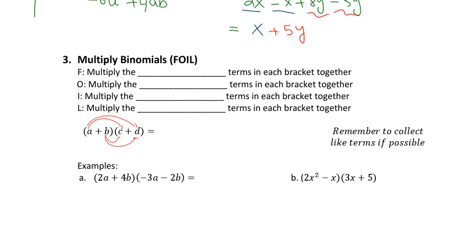Okay? So the process here is called, or the acronym for it is FOIL, which is first, outer, inner, last. Okay? So you're going to hear me say the FOIL method. This is what I mean by the FOIL method. So you multiply the first terms in each bracket together. My first term in the first bracket is A. My first term in the second bracket is C, right? So A times C gives me AC. So this is my first.